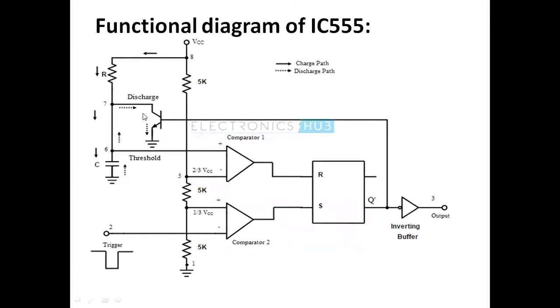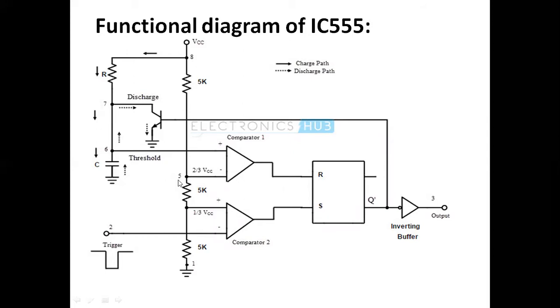So here we have the 7th pin as the discharge pin. This pin is used to discharge the capacitor, that means the capacitor is discharged by using this terminal. Next, here we have the threshold voltage. That means the voltage at pin 6 is known as threshold voltage. And we have the control voltage here. Pin 5 voltage is known as control voltage.